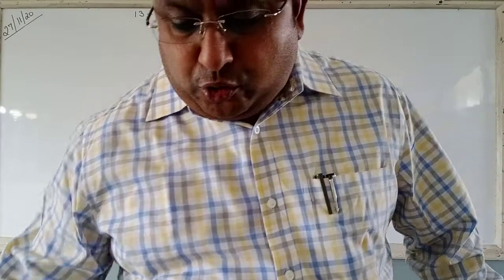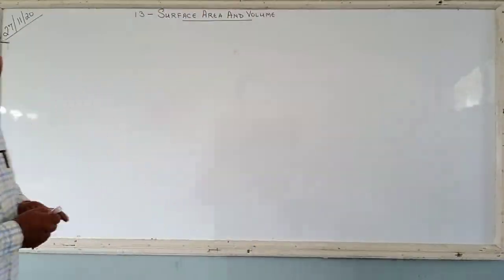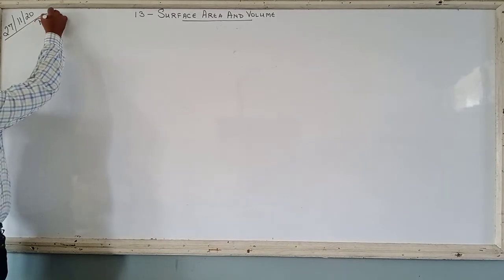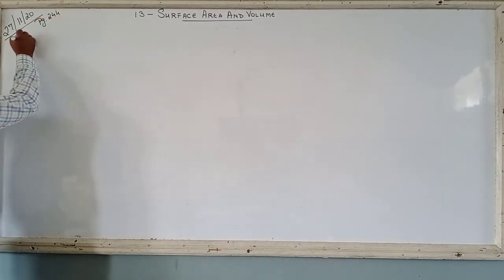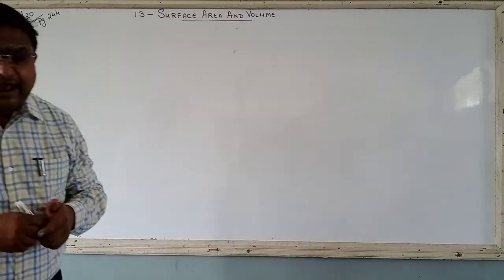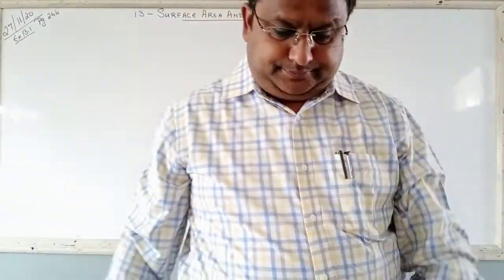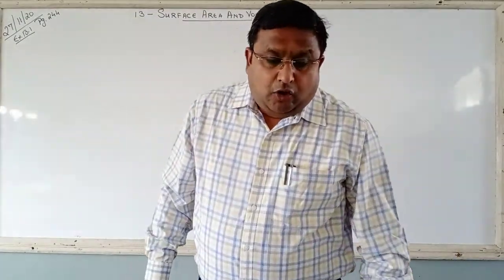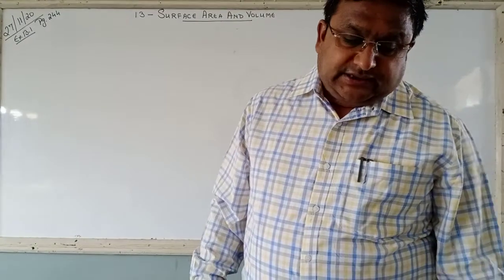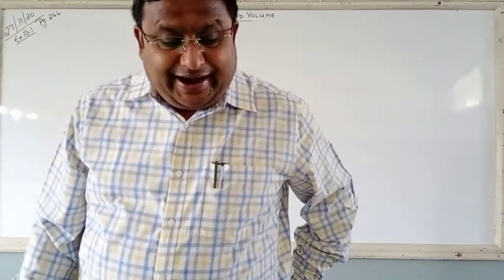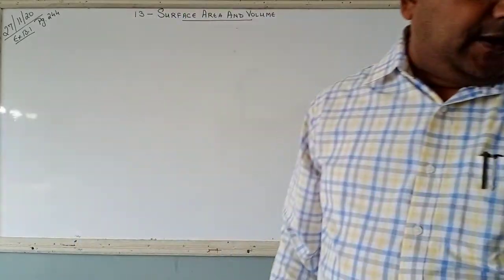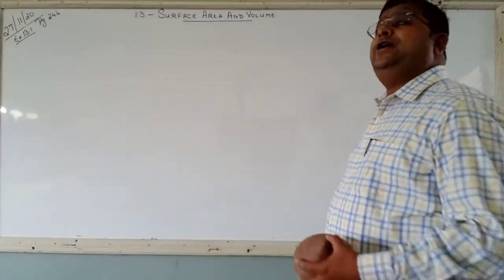Page number 244 of your exercise 13.1. Page number 244, exercise 13.1. Right? Take a look at question number 2nd or 3rd. First of all, let us talk about question number 3rd. A toy is in the form of a cone of radius 3.5 centimeter mounted on a hemisphere. A cone mounted on a hemisphere.